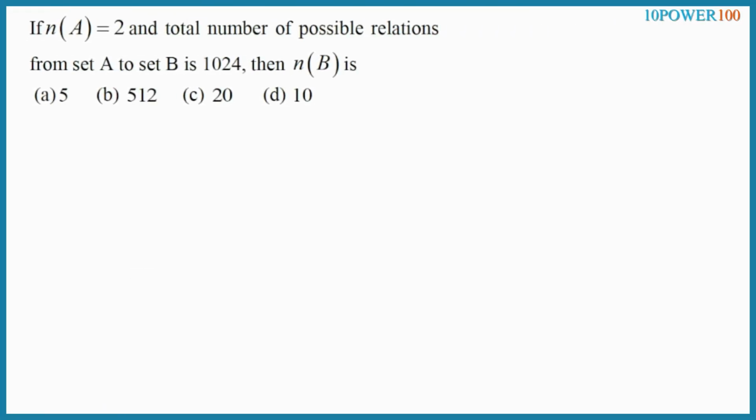If n(A) is equal to 2 and the total number of possible relations from A to B is 1024, then what is the value of n(B)? Okay, so before solving this, we should know the formula to find the number of relations between A and B. The formula is, I'll write here: relations from A to B is equal to 2 power (number of elements in set A into number of elements in set B). So this is the actual formula.